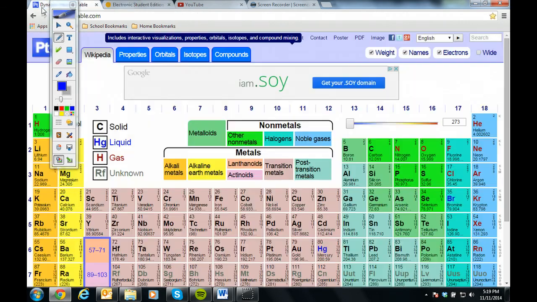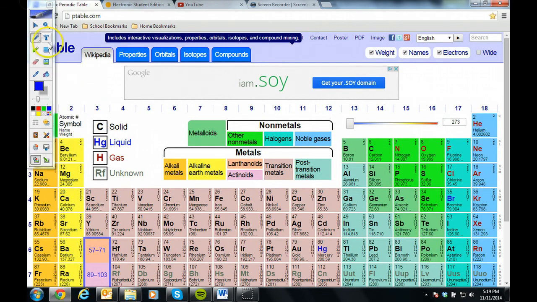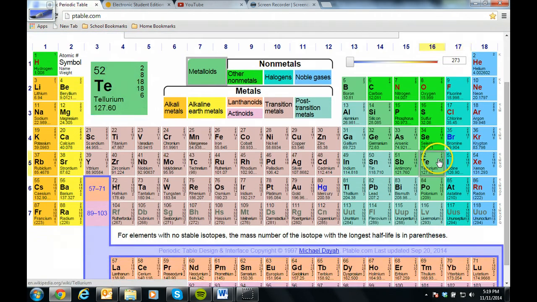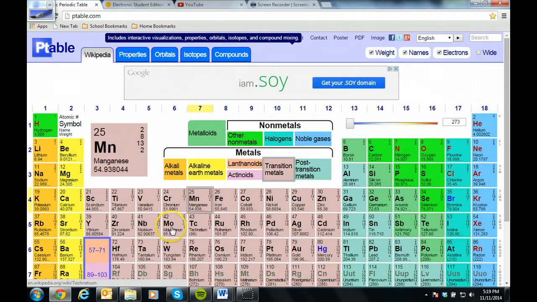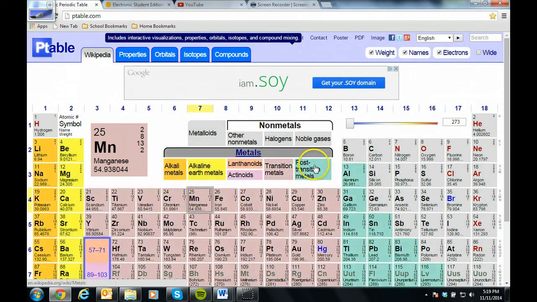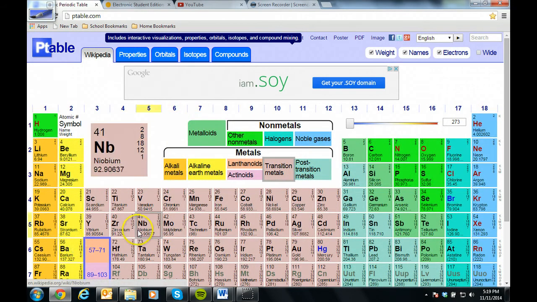One of my favorite websites is ptable.com. ptable.com is a periodic table, and it's interactive. You can click on every element. You can highlight parts of the periodic table. We will use ptable.com often.